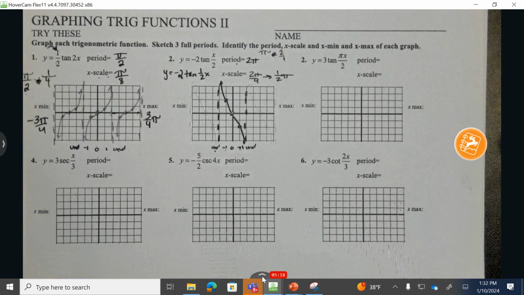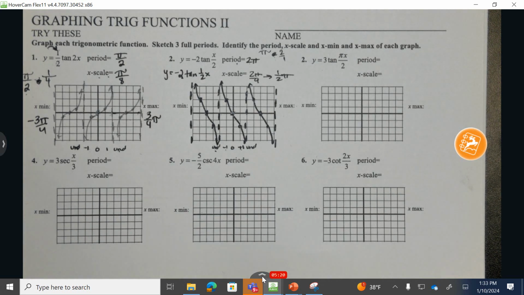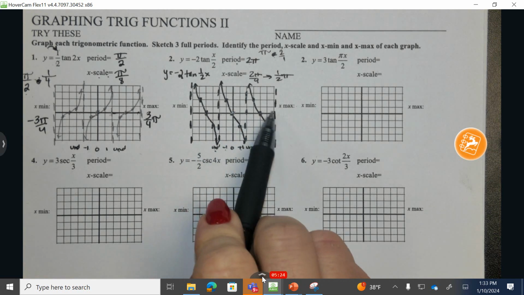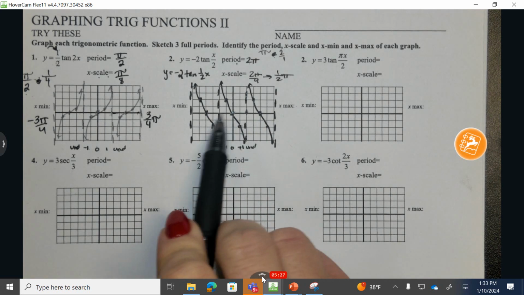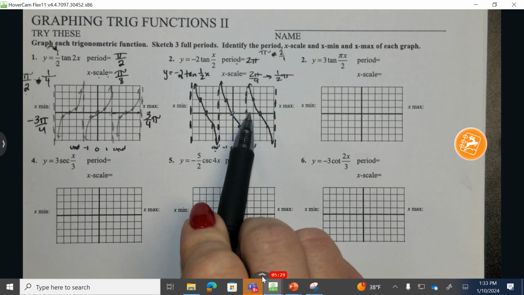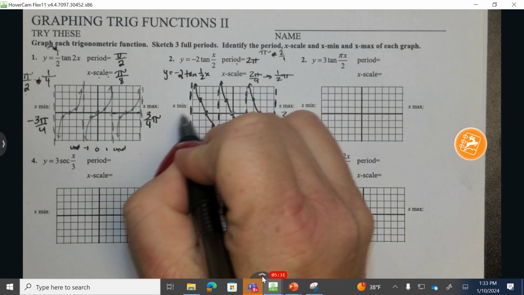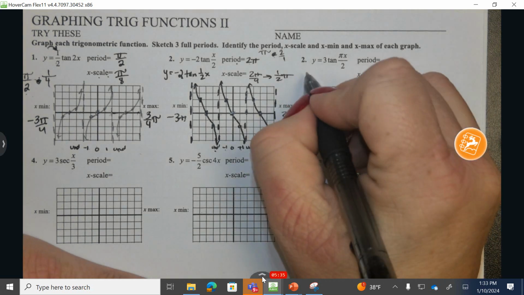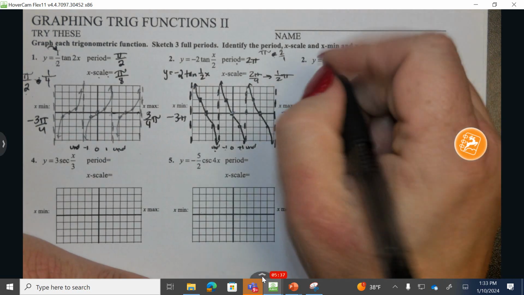All right, now the last thing we want to do is identify the x maximum and the x minimum. So this is 2 pi, and then we have a half. Well, half of 2 pi is 1 pi, so 1 pi and 2 pi would be 3 pi to the right and negative 3 pi to the left.